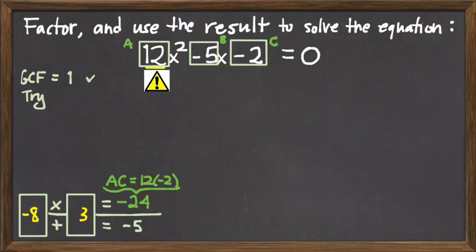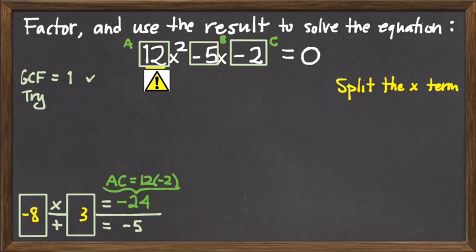So now the question is, in the AC method, what do we do with these two numbers that we obtain when we win the sum and the product game? What did you do with your -8 and your 3? Yeah, split the x. Split the middle term, the x term. Now, what do you mean by split? What does that look like when you put it on paper?